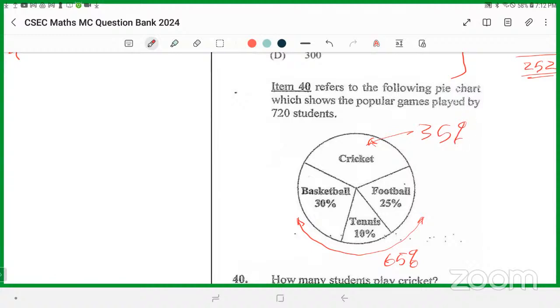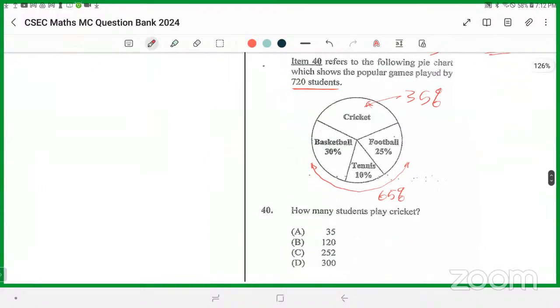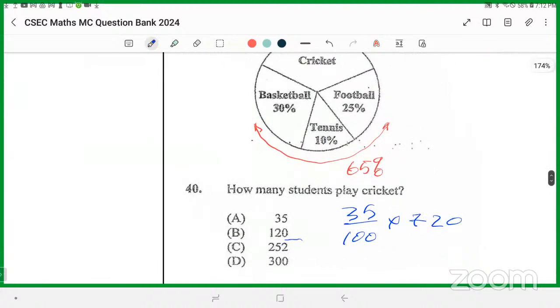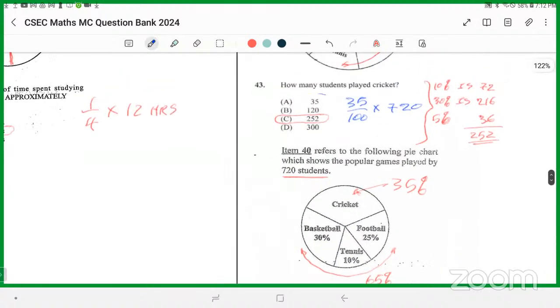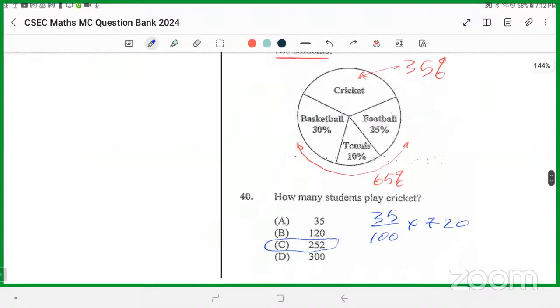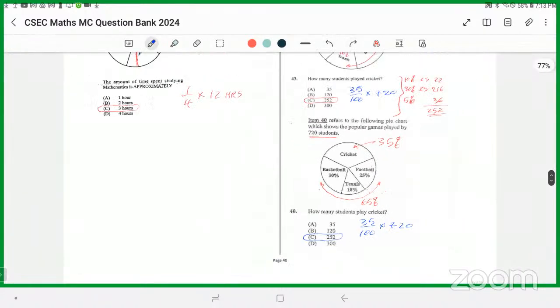So you see the same question and the same 720 students. Again, they ask you how many play cricket. Same calculation: 35% of the 720 students. And the answers are the same too, you know. See there? 3120, 300. So this is the same question, but I present different information. All right, that is it.